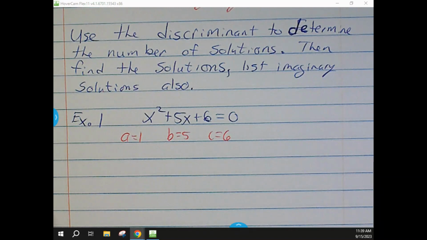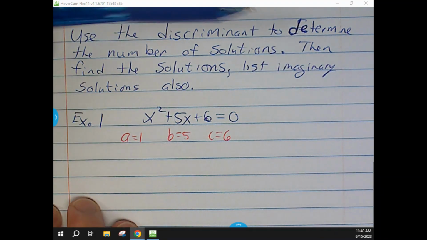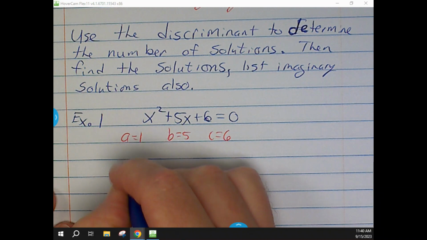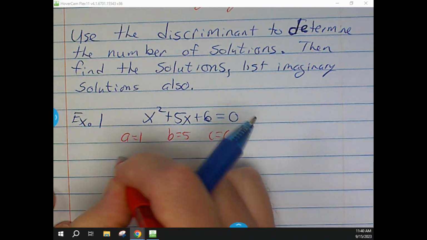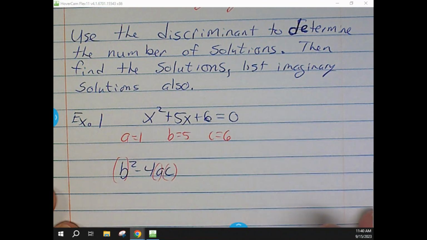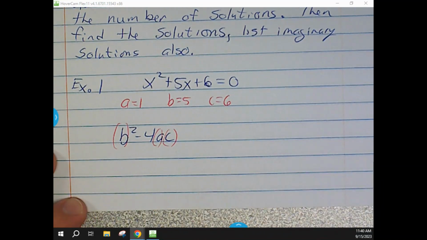All right, so the very first thing you want to do, and this is pretty much the case even if they don't ask you to talk about anything with the discriminant, if they just say to find the solutions, you still want to do the discriminant first. Again, that's b squared minus 4ac, but we're going to put the b and the a and the c in parentheses. Because if we had negatives, that would make a big difference on this part.